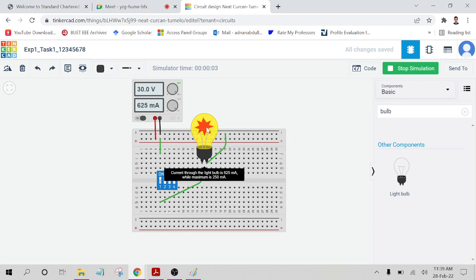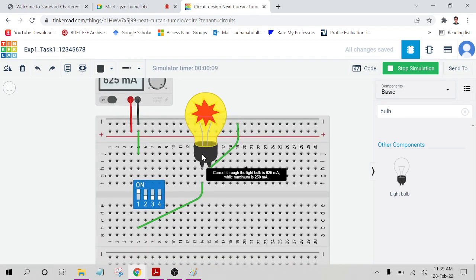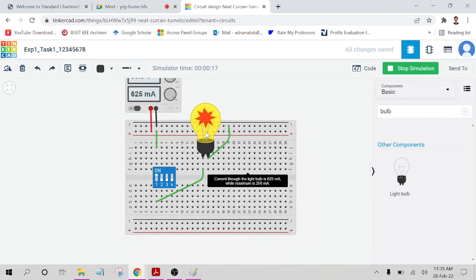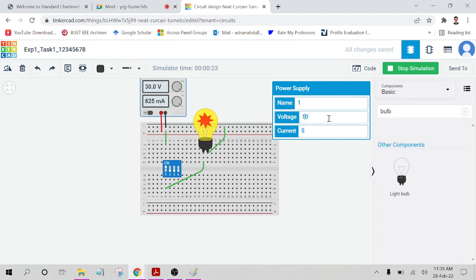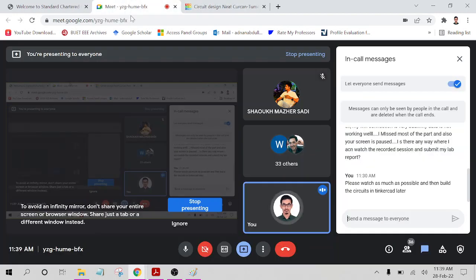The bulb has burst out. Current through the light bulb is 625 milliampere. Look, there is a note here. The maximum allowable current through this bulb is 250 milliampere. So when we are supplying too much voltage, the current is too high and the bulb is bursting. Anyway, now if anyone has not done yet, you can tell me, I will check his or her circuit.